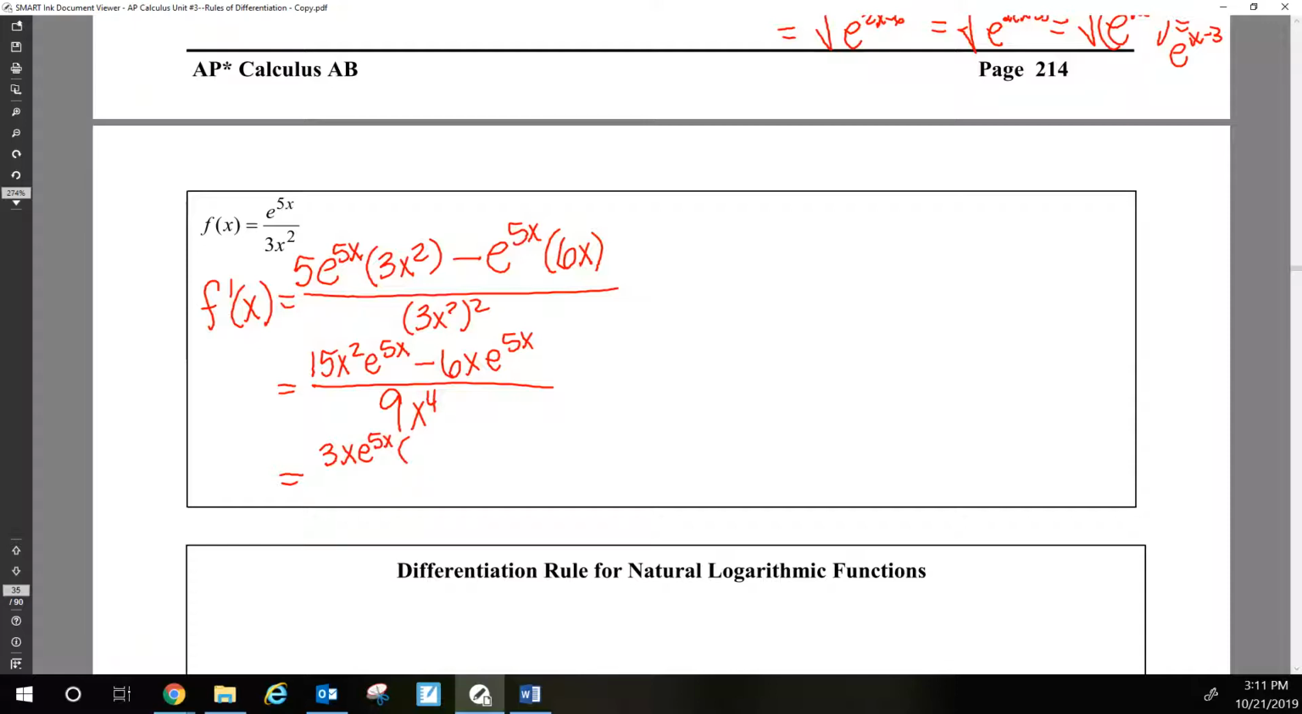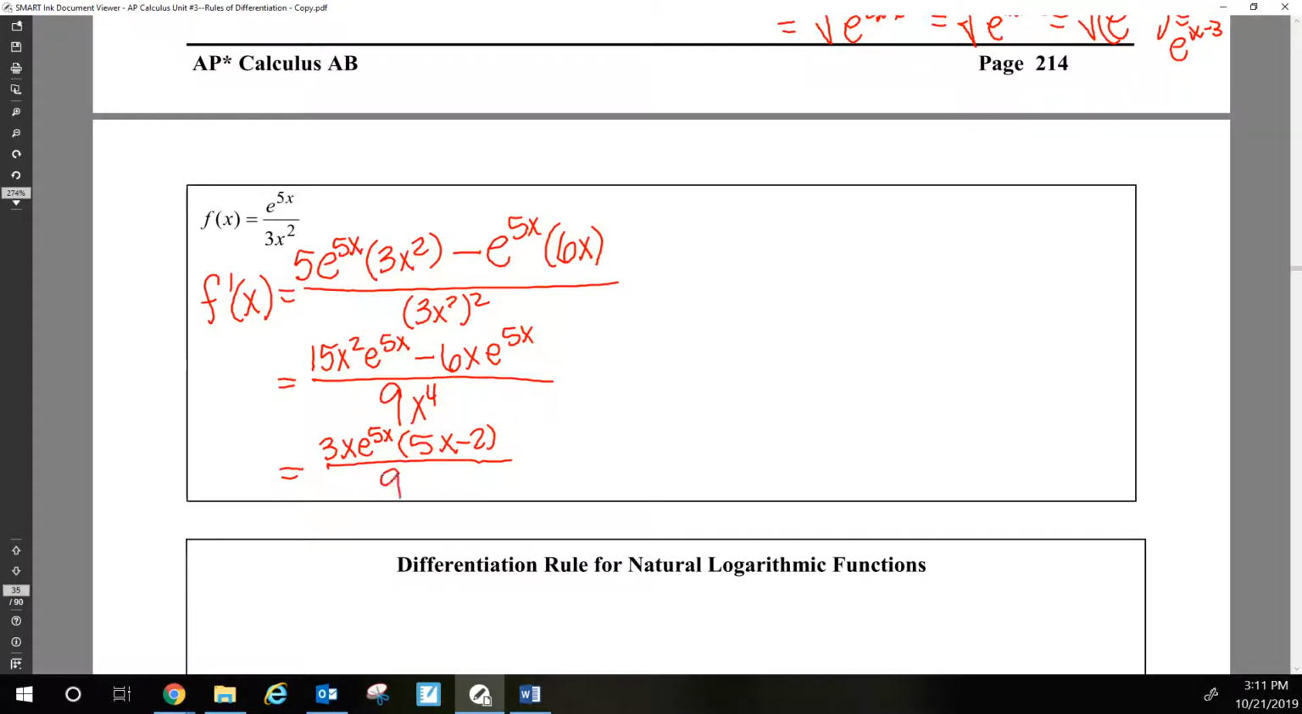And what I have left here is a 5, and one more x. And here if I take out 3x e to the 5x, I've got minus 2. On the bottom I still have 9x to the 4th. But now I have things that can cancel. This 3 goes into 9 3 times. I have 1x on top and 4 on bottom, so we'll cancel one of those out. And we're left with e to the 5x times 5x minus 2 over 3x cubed.